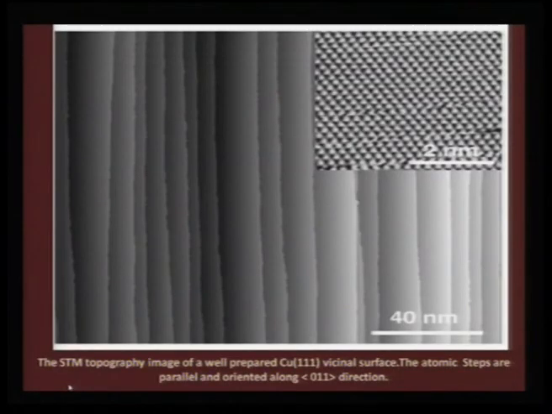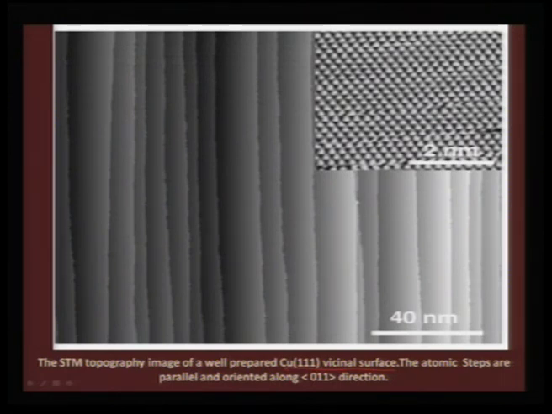This is one of the view graphs which I have already shown in module 2, but just to reinforce what information that we can get out of STM, I am showing this copper 111 vicinal surface. This is a very important protocol that one has to follow when we specially try to make new materials.